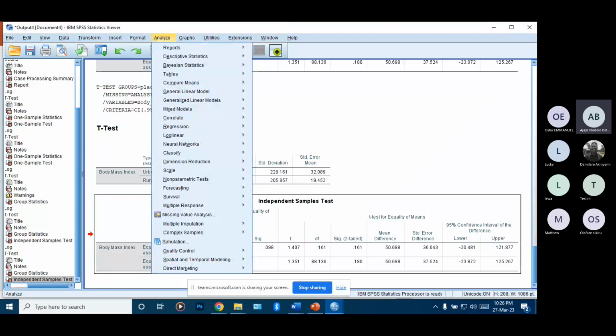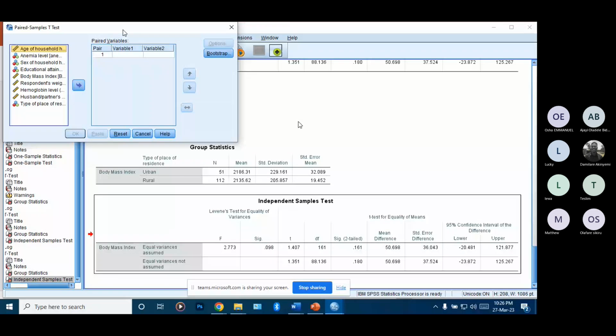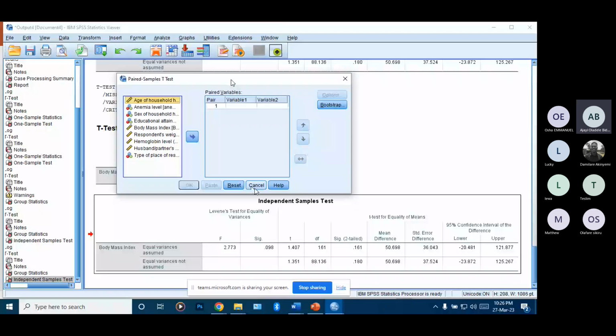So we are moving to compare means, paired sample t-test. Now, okay, now let's do something very quickly.